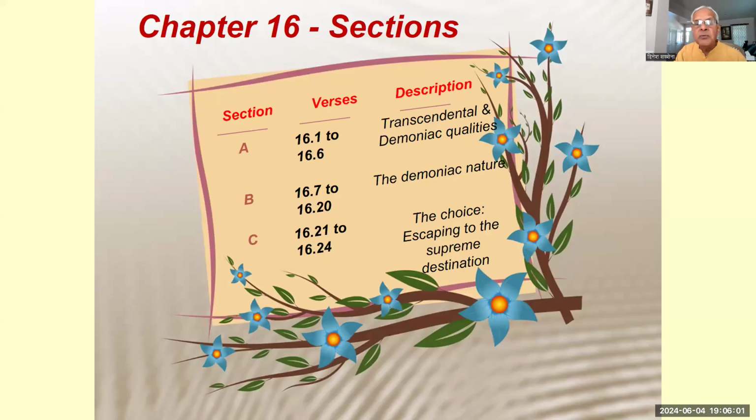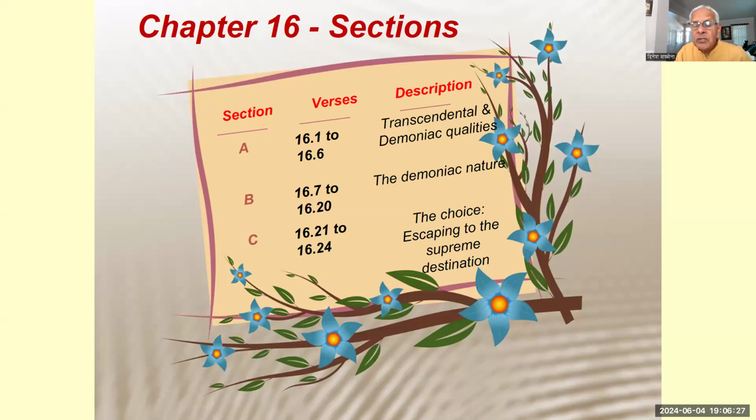Thereafter, in this chapter, we are going to have three sections. There are 24 verses in this section. The first section is about transcendental and demoniac qualities, that is, divine and demonic. Then there are 26 qualities which are divine qualities. They are few. And then Lord Krishna takes a lot of time in describing demoniac qualities because they are numerous.